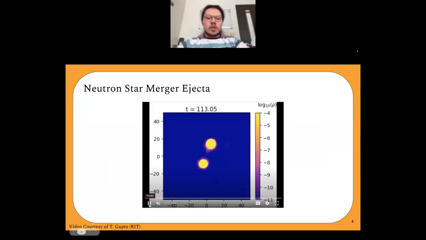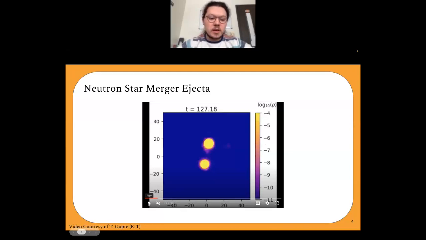And so what I'm showing here is a video of the end stages. This is a simulation by another student who used to be at RIT. She's graduated since. Her name is Tanmay Gupte. And she made a simulation video of the end stages of the merger. So this is right before merger. This is a top-down view of the binary plane with the x and y axes. And the color scale is log density, where yellow is more dense and blue is less dense.